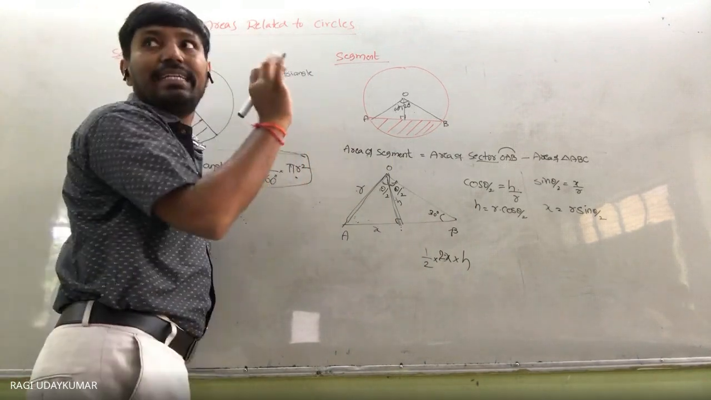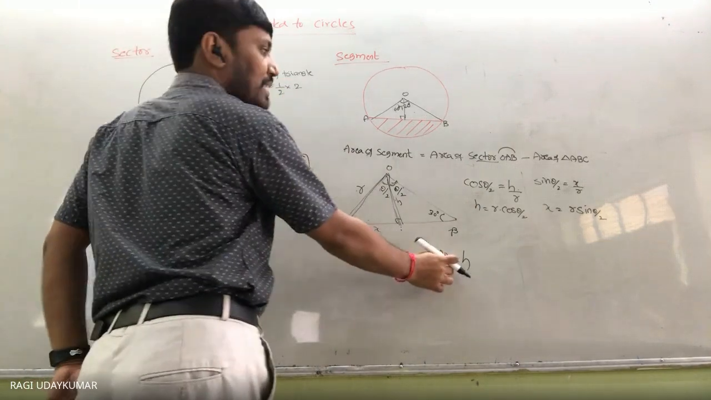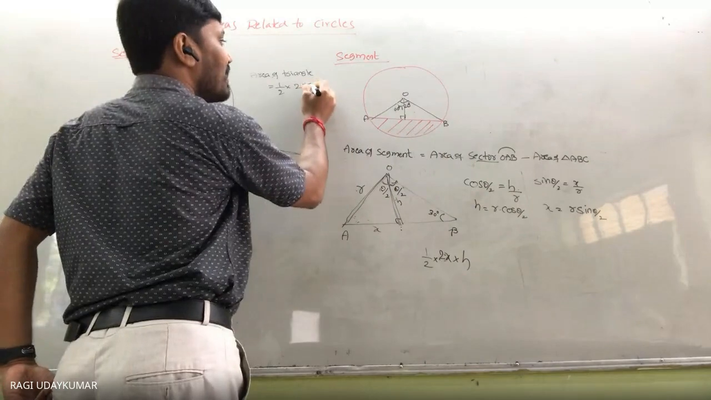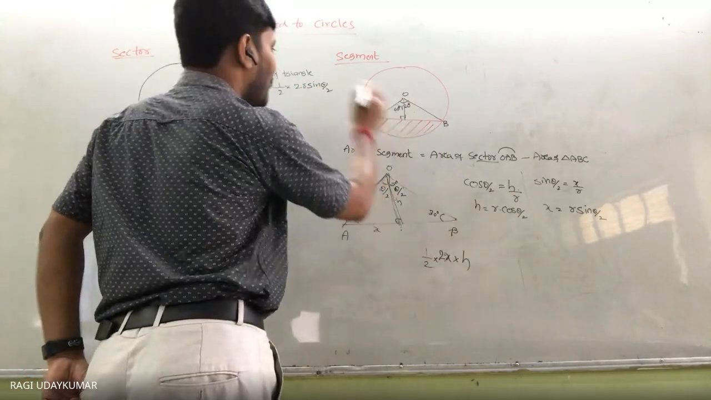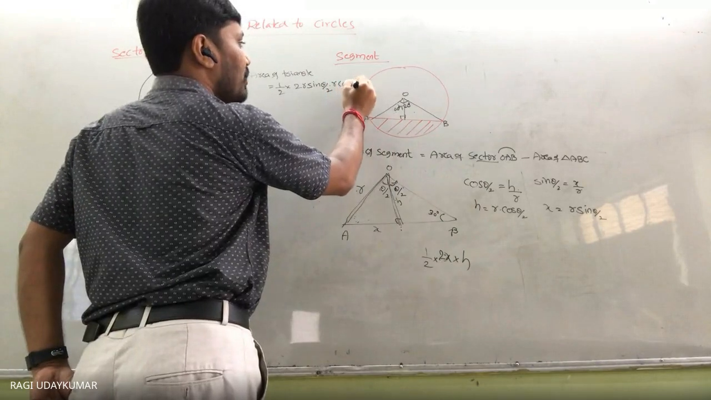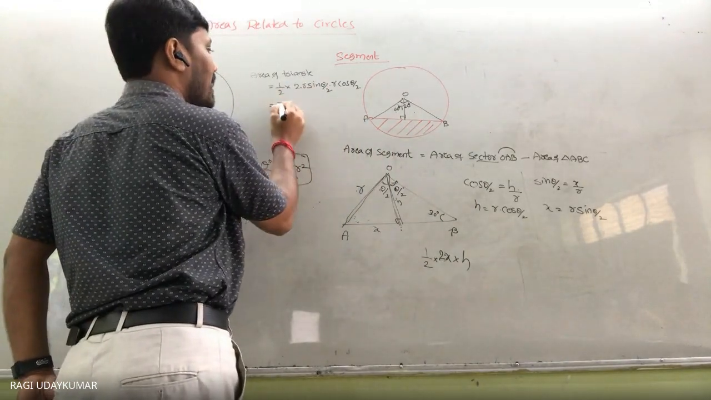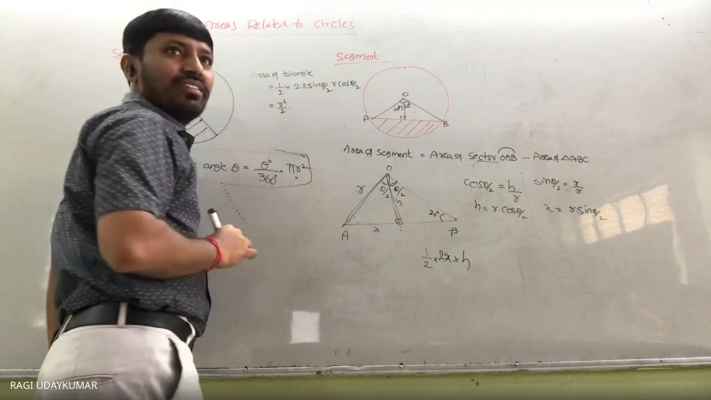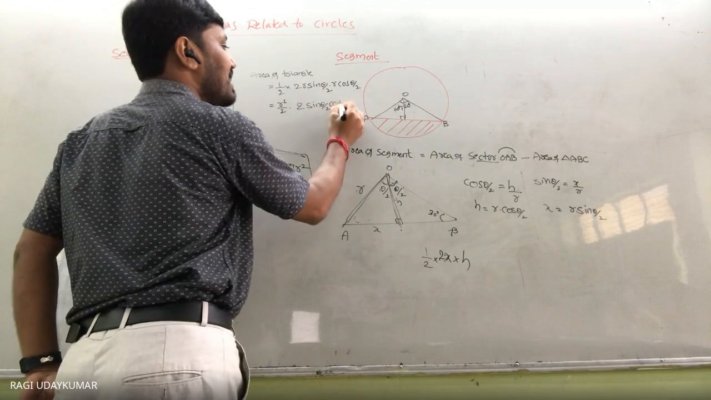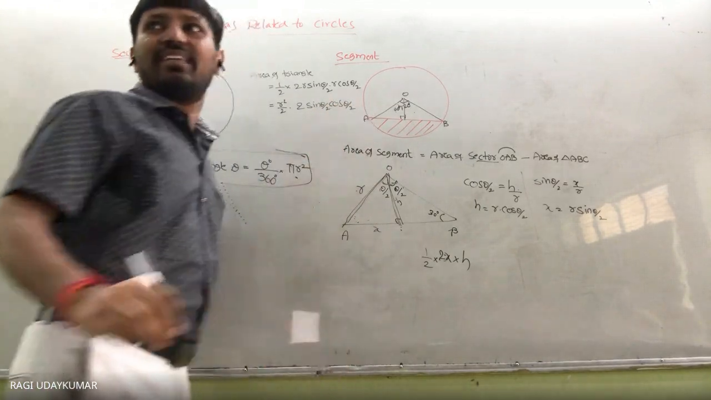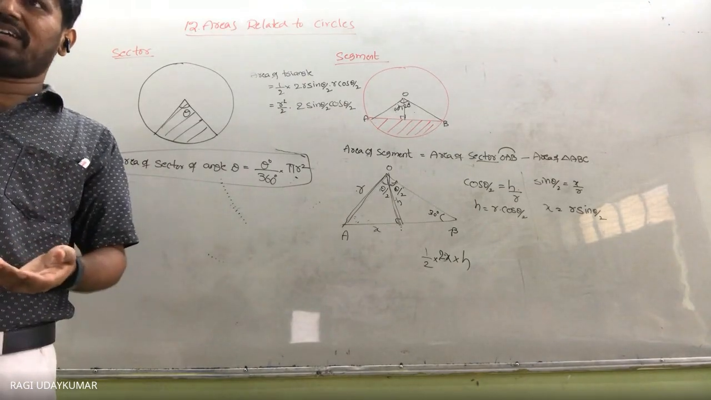1 by 2 into 2 into x, where x is r sin theta by 2, and h is r cos theta by 2. Okay. This r and r write together, r square by 2 into 2 sin theta by 2 cos theta by 2. You will have the value theta, right?